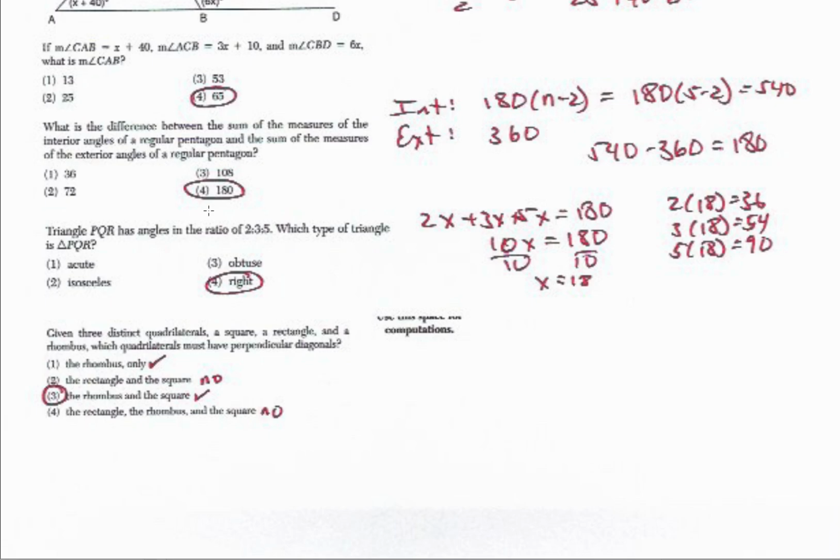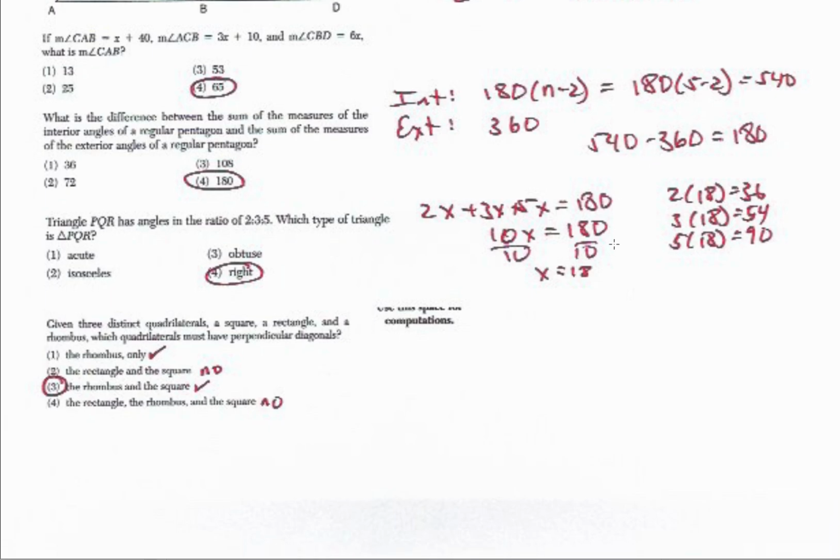Now we're up to the one that says, what's the difference between the sum of the measures of the interior angles of a regular pentagon and the exterior? So for the interior, it's always 180 times n minus 2, and since a pentagon has 5 sides, 5 minus 2 is 3, 180 times 3 is 540. The exterior, it doesn't matter how many sides, it's always 360. One more time, let me mention that. The sum of the exterior angles of any polygon on the face of the earth, I don't care if it has 4,000 sides, is 360. 540, the interior, says the difference, minus 360, because difference means to subtract. 540 minus 360 is 180.